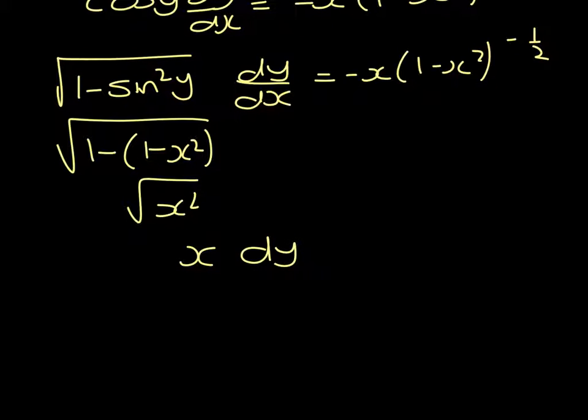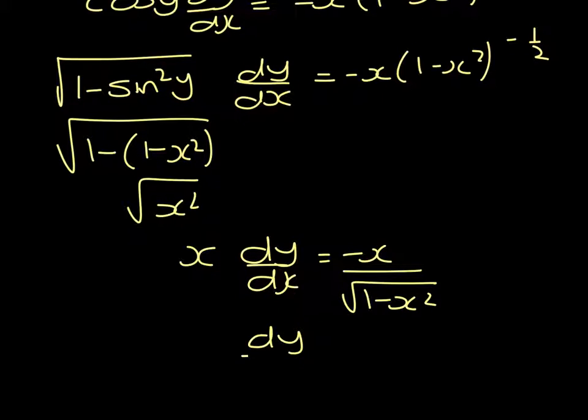So x dy/dx equals minus x over the square root of 1 minus x squared. So dy/dx will be minus 1 over the square root of 1 minus x squared.